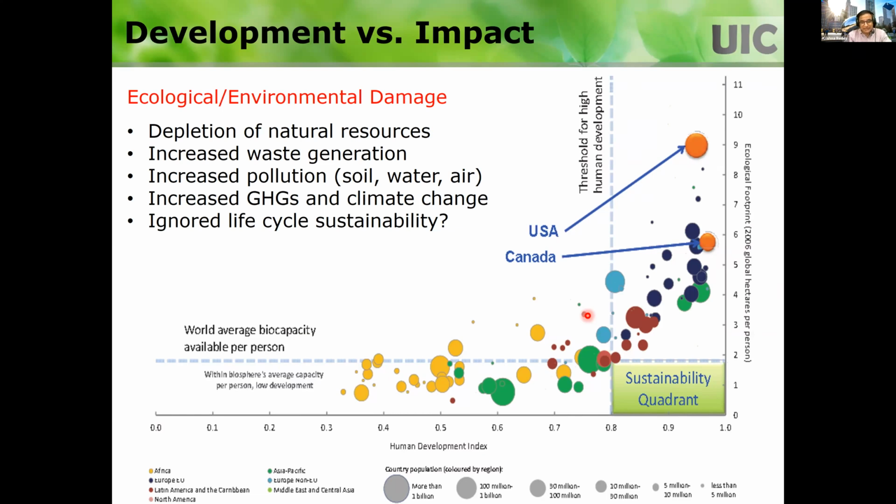So now we are at a point where we cannot have development without considering this ecological and environmental damage, because we are feeling the impacts of these damages, and as a result, everybody is focused on sustainable infrastructure.